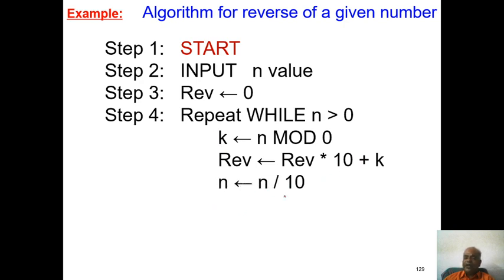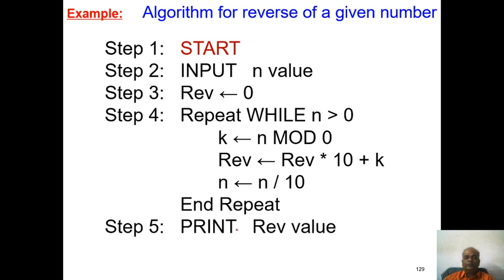So n equal to n divided by 10 each and every time. And repeat. How many number of times? Until n becomes 0. Print reverse value. Sorry, here it is n mod 10.